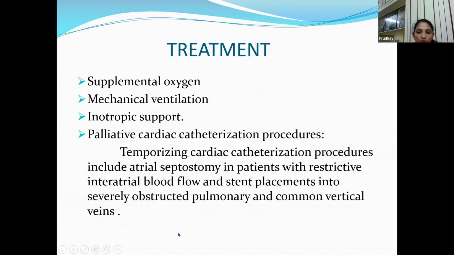So what is the treatment for TAPVC? Start with ABC: supplemental oxygen, mechanical ventilation, inotropic support, and palliative cardiac catheterization. Initially, to temporize, the obstruction has to be relieved. Temporary cardiac catheterization procedures include atrial septostomy in patients with restrictive interatrial blood flow, and stent placement in severely obstructed pulmonary and common vertical veins.